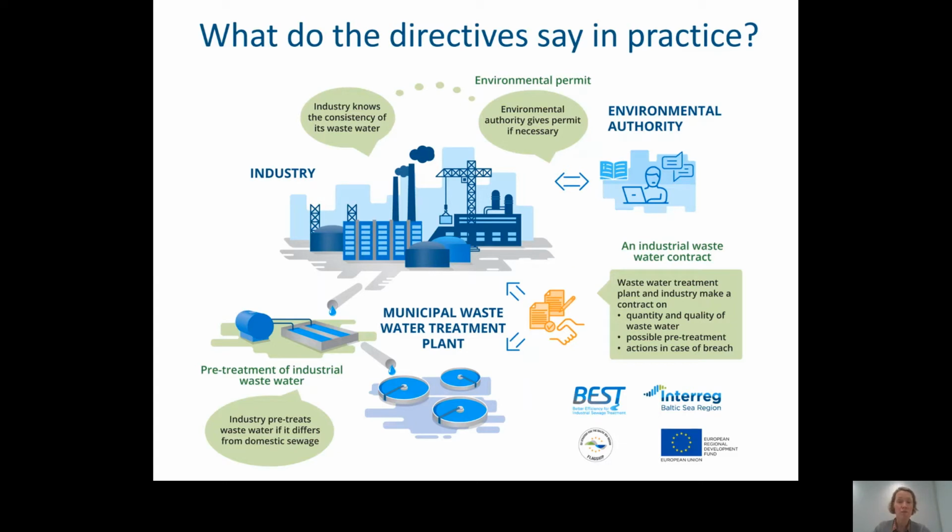The industry needs also to stay in contact with the wastewater treatment plant and make a contract on how the cooperation should work. This contract includes information on, for instance, needed pre-treatment. And all these 3 stakeholders should also agree on a monitoring program and future meeting practices. Even if this legal framework seems quite comprehensive, its implementation is far from flawless, and that's why we needed Project BEST.